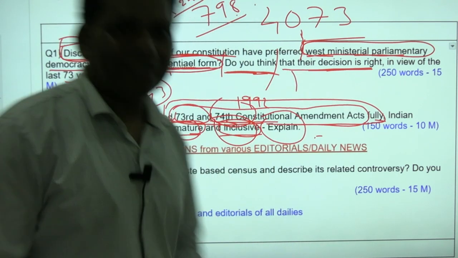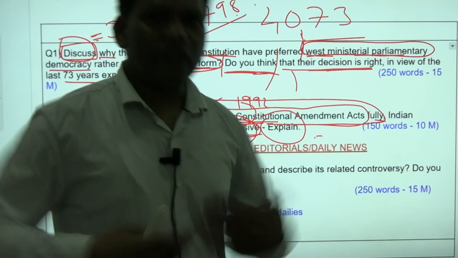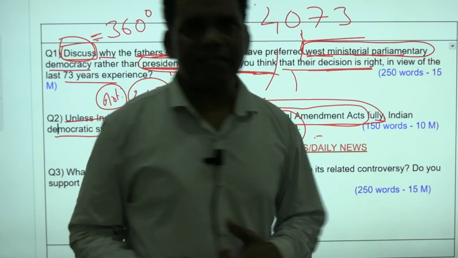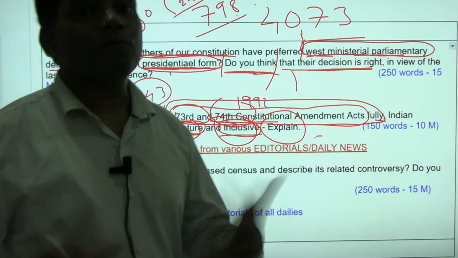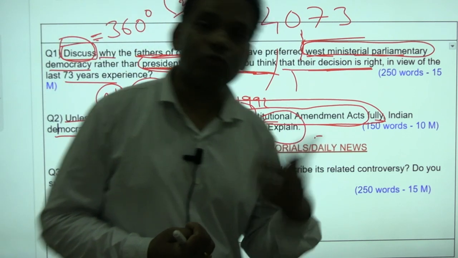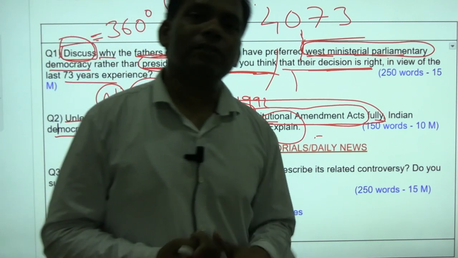If they pay taxes, the same taxes are being used at the local level. They feel that our taxes are being used for us, and our people are representing us. So there is some kind of democratic feeling, but it is not happening. That is why inclusiveness is very important. Maturity and inclusiveness. The same people will follow.